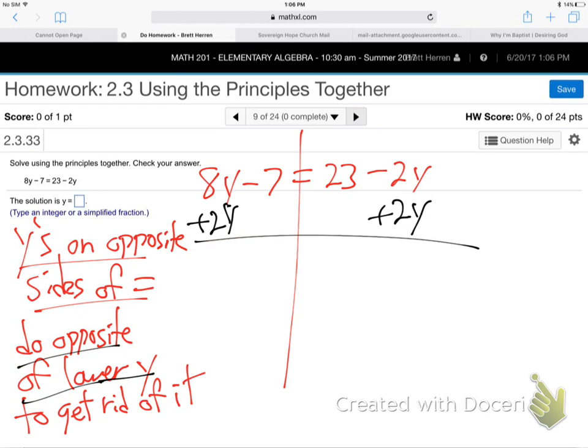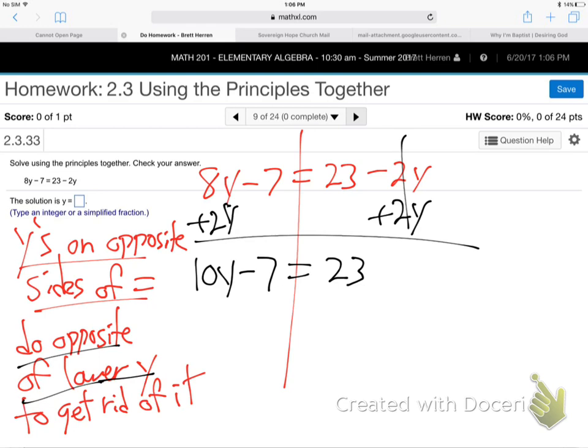But whatever you do to one side, you have no choice but to do the same thing to the other, right? Got to keep the balance? Right, good? So add 2y to both sides. So that's gone, huh? So then what do we got here? 10y minus 7 is 23. Good.